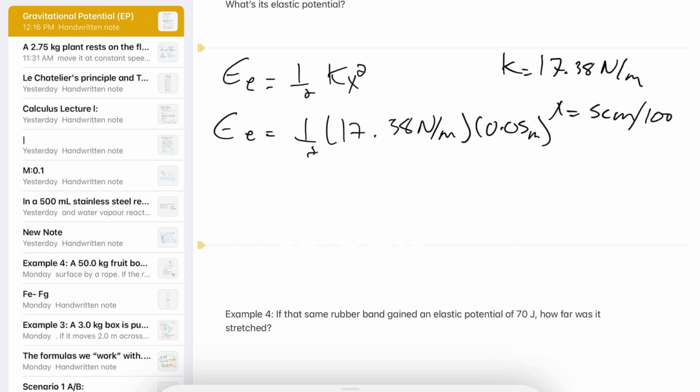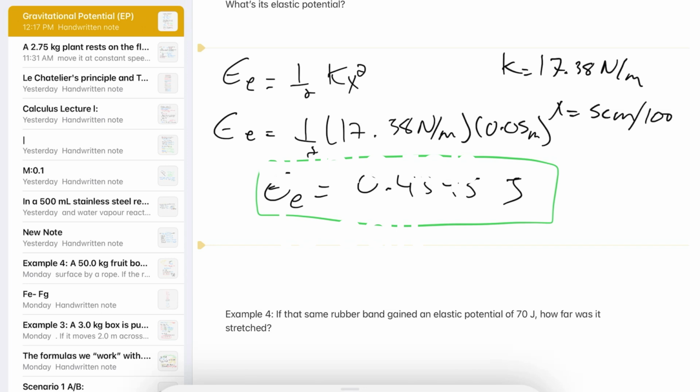And so what we do is we plug that into our calculator, and we go 0.5, because it's the same thing as writing half. So 0.5 multiplied by 17.38 multiplied by 0.05, and that gives us a relatively small elastic potential. But remember, it's a rubber band. It's a small piece of elastic, so it shouldn't have many joules. So 0.4345 joules of elastic potential.